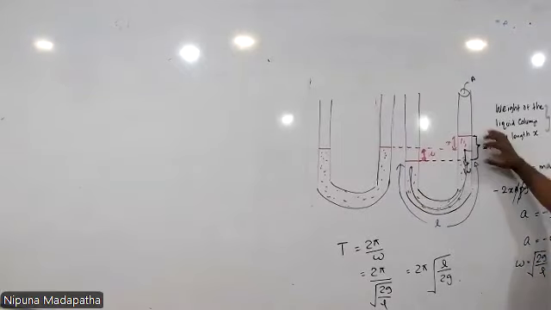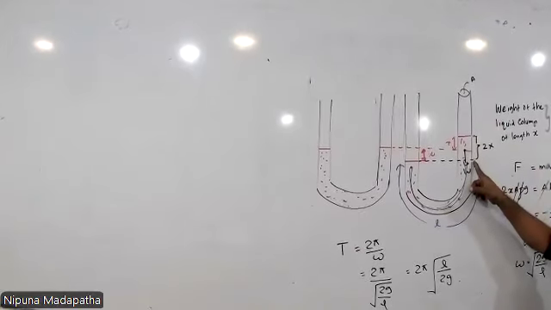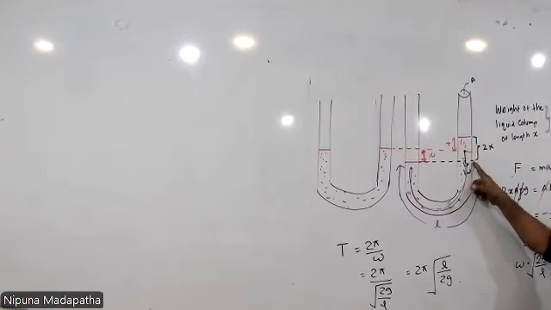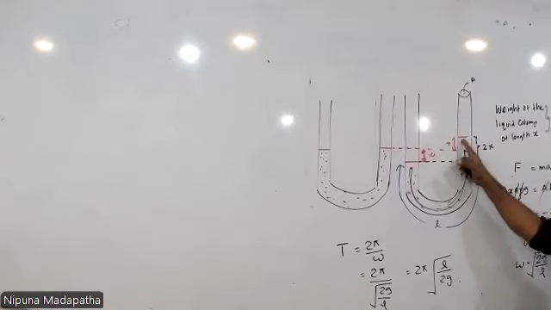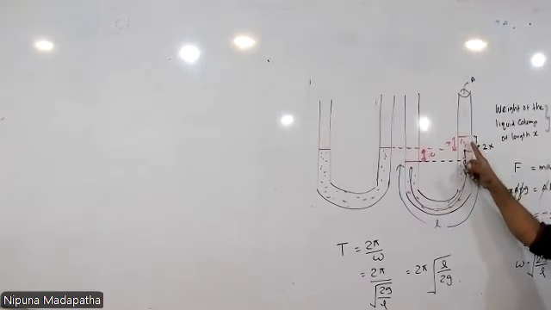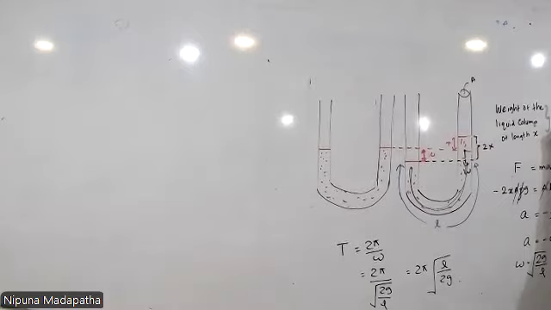The weight of the liquid column is the weight of the liquid column of this height, two x. Height into cross-sectional area is the volume of the liquid column. Volume into density is mass. Mass times gravity is weight.